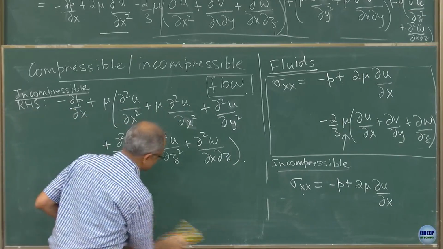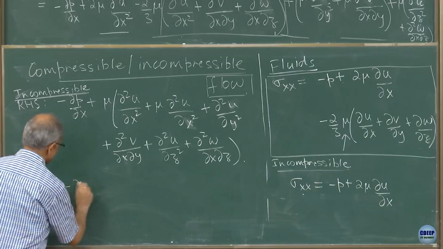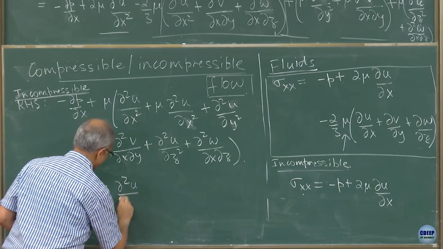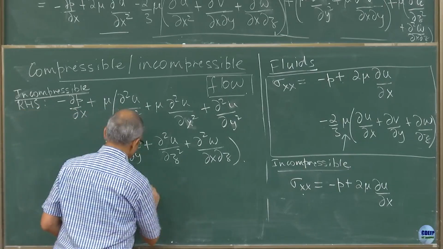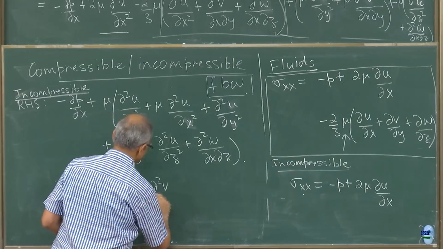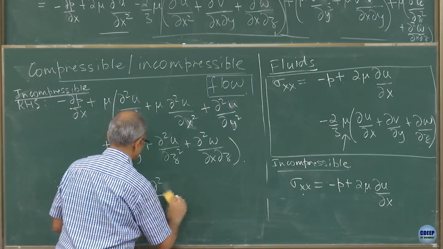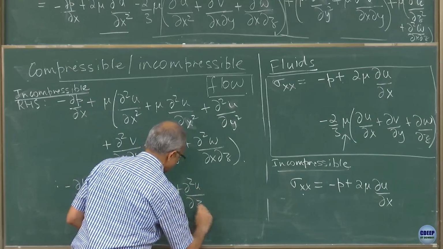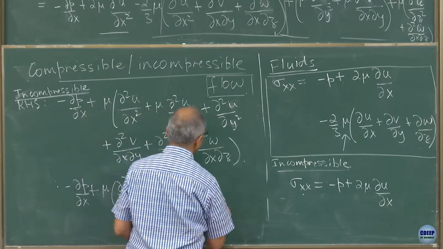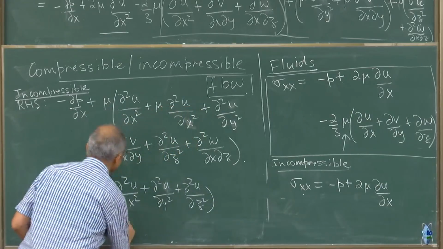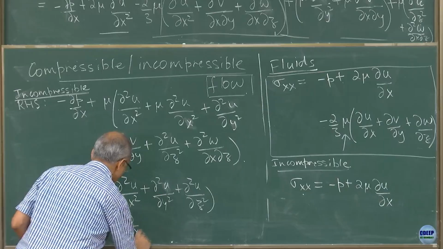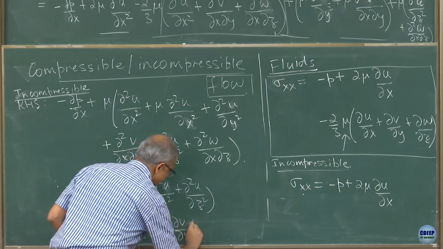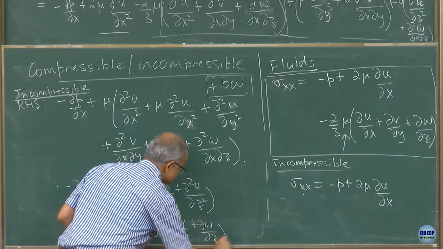I think we just made too many mistakes. So the right hand side now will become ∂p/∂x plus mu times ∂²u/∂x² plus ∂²v ∂²u/∂y² plus ∂²u/∂z². Okay, and the remaining terms can be written with ∂/∂x as common, and ∂u/∂x plus ∂v/∂y plus ∂w/∂z.